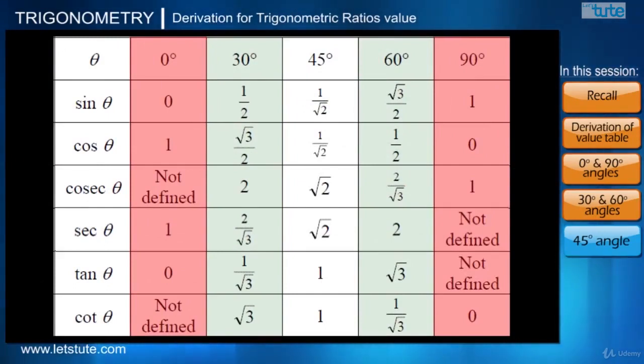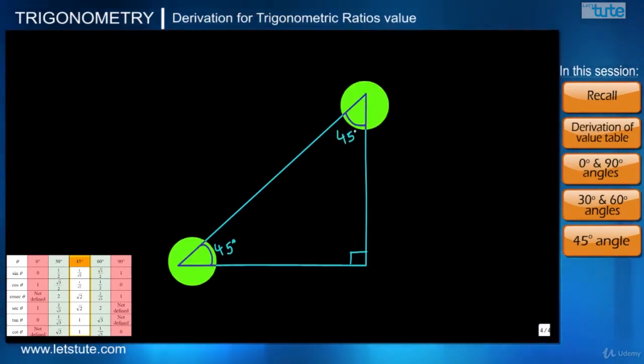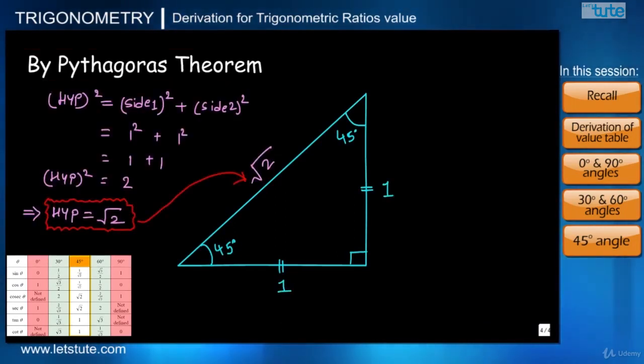Let's now start with the last part of this session, that is the derivation for 45 degrees angle. Once again we have a right angle triangle and say one angle is of 45 degrees. The other has to be of 45 degrees. So both the complementary angles are equal. Therefore, as we all know, their opposite sides are also equal, say 1 unit each. So the length of hypotenuse will be equal to root 2.